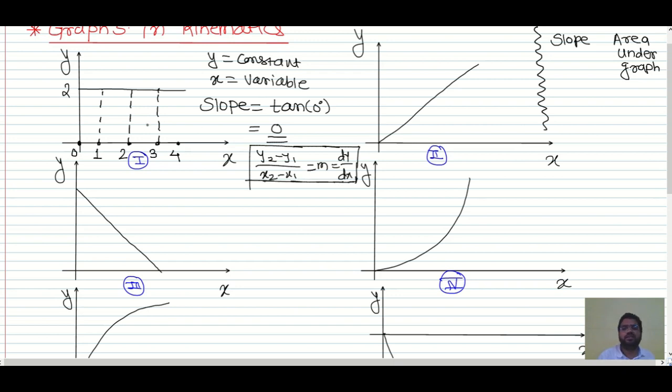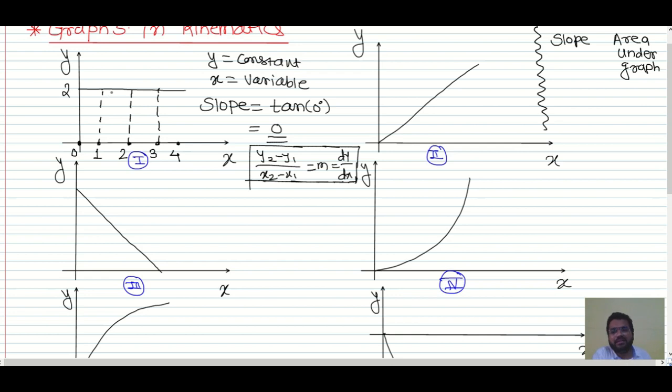As you can see over here, there is no change in y because y is constant. Now as we change the x, y is not variable. That means 2 minus 2 divided by 2 minus 1 will become 0, isn't it? So that is the slope we have.